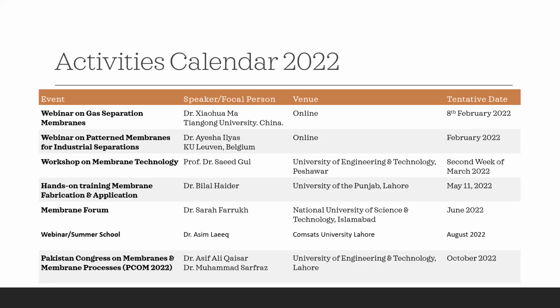The second last event of this year will be held at ComSets Lahore. It will be a summer school on membrane technology, especially beneficial for young membrane researchers and students, where you will learn about the fundamentals of membrane technology. This event is scheduled to be held in August 2022.